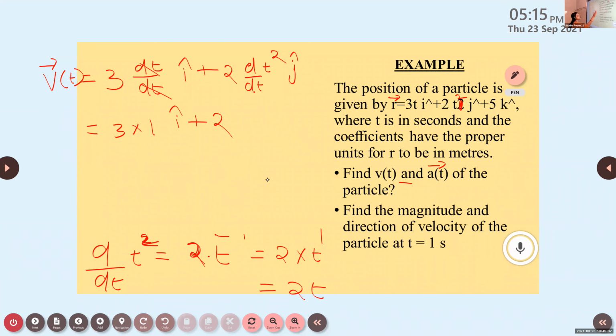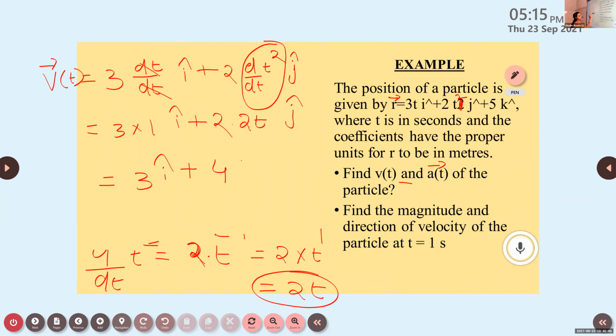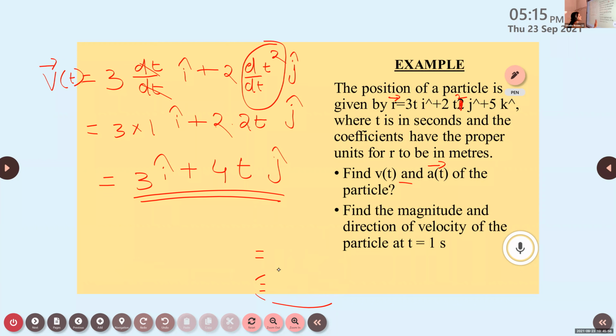So here 2 into d by dt of t square is 2 into 2t j. So it becomes 3 i cap plus 2 into 2, 4t j cap. This will be the answer. The velocity vector v of t is equal to 3 i cap plus 4t j cap.